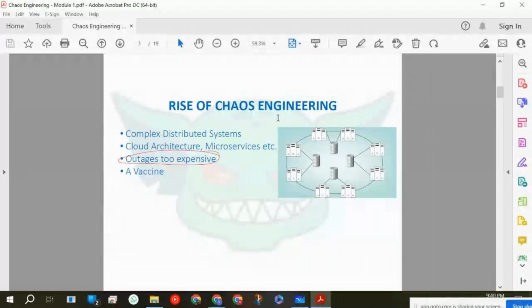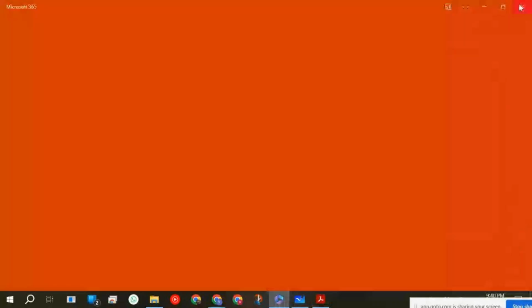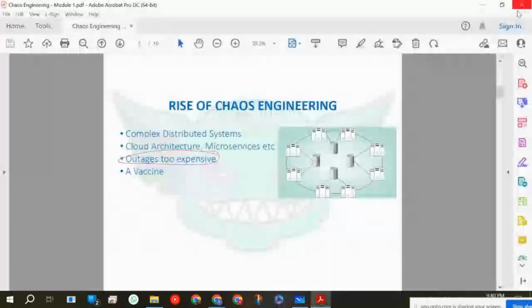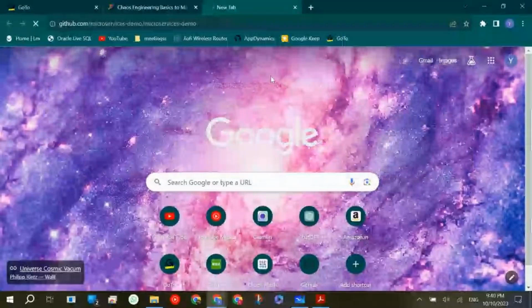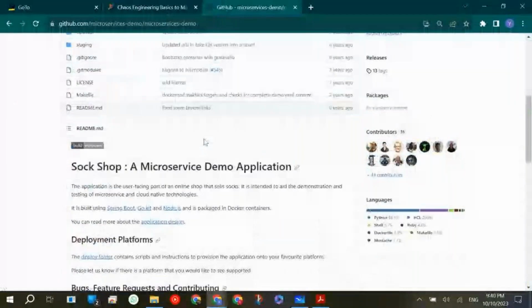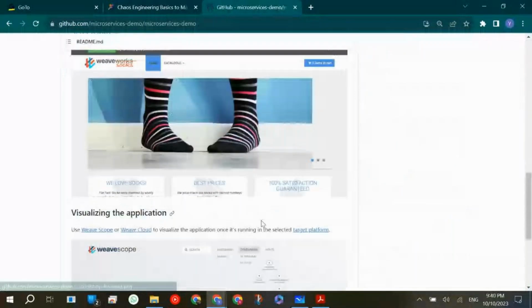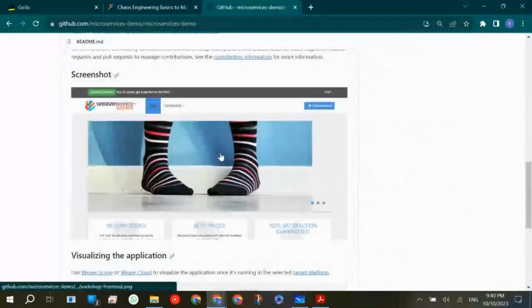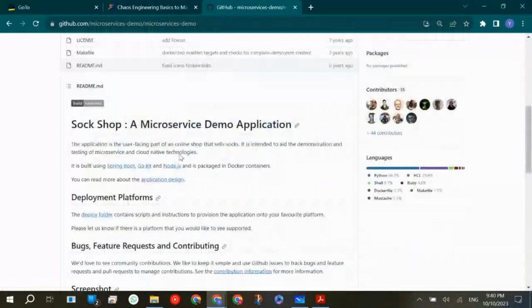Now we have seen we are trying to understand why chaos engineering suddenly grew. The major factor contributing to this growth is distributed systems. The demo application we will be using is a microservice demo application, a basic e-commerce application like a sock shop. Developers generally use this demo application for understanding microservices, containers, and all. It's on GitHub, an open source application.